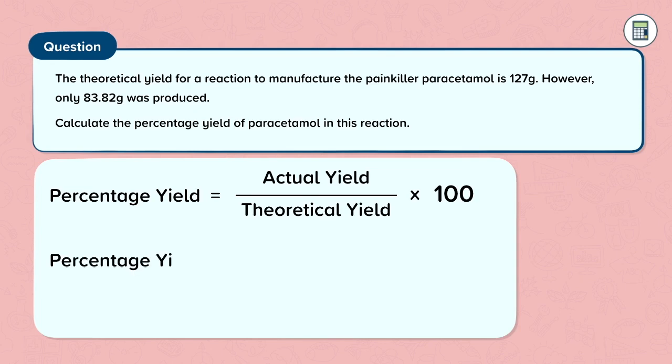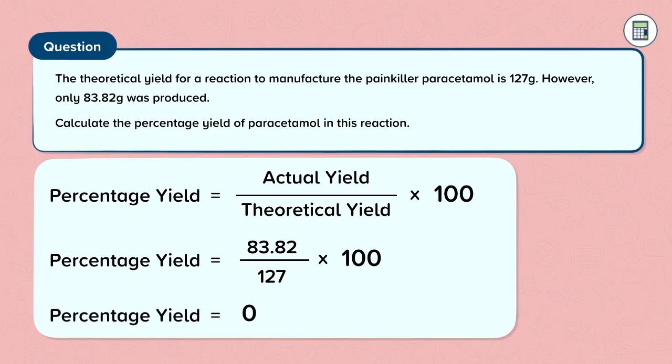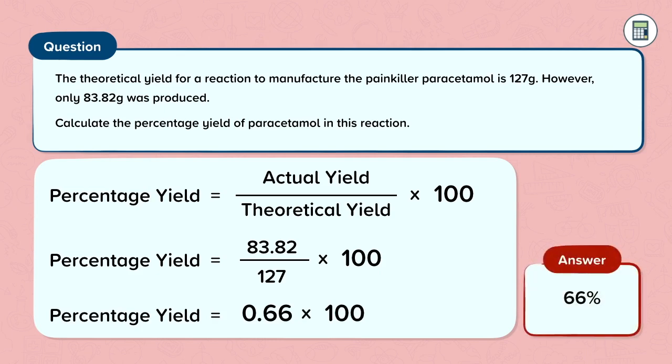The actual yield was 83.82 grams. When we calculated, our theoretical yield would be 127. So the percentage yield is 0.66 times 100. So our answer is 66%. The percentage yield of paracetamol in this reaction is 66%.